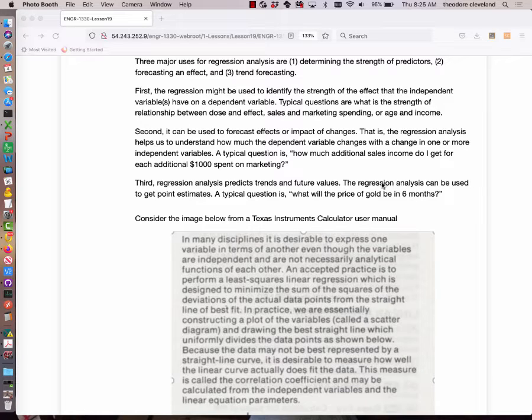So the 3 major uses for regression are determining the strength, that's a poor word, the value of the predictors, forecasting effect, and forecasting trends.